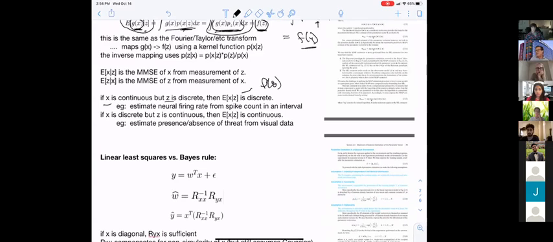So suppose, and this is an example, x is temperature, and z is a measurement taken on an 8-bit thermometer, right? So z is discrete. I've got 256 possible values. So the expected value of the temperature, right? So I'm going to measure temperature over a bunch of different days on these thermometers, right?